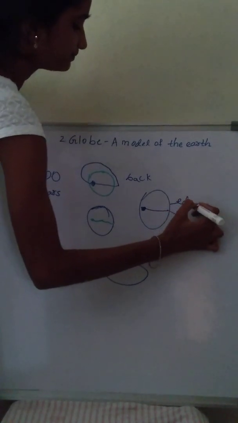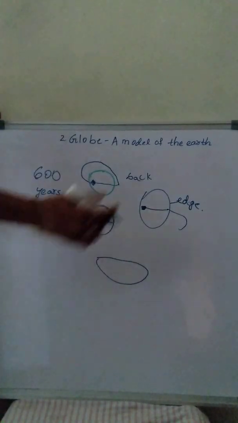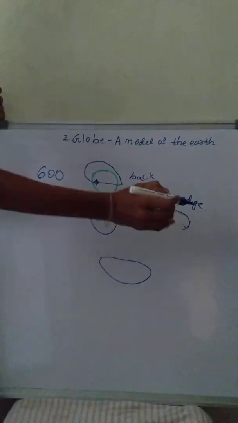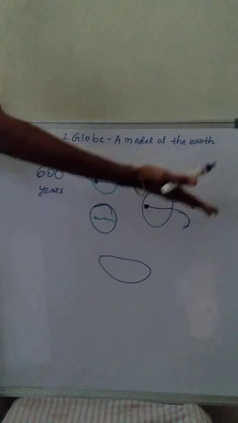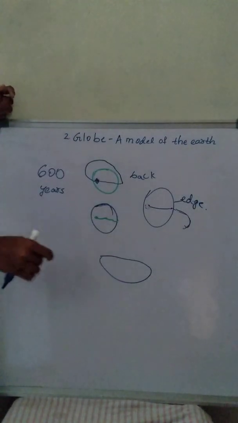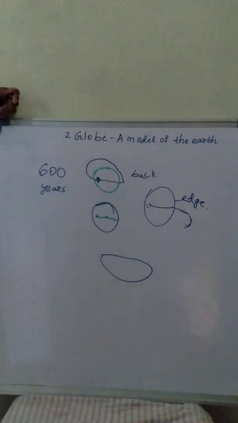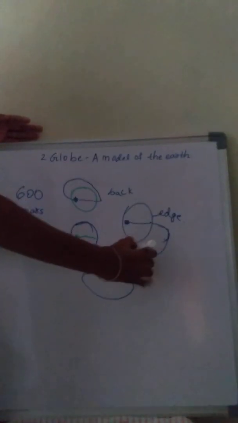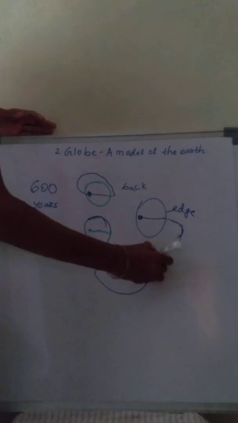This is the edge. You may fall down. The people believed like that: if you travel from one point in the same direction only, you may fall down. By traveling to the edge, you may fall off into the sky. This is the sky, no? You may fall down here.